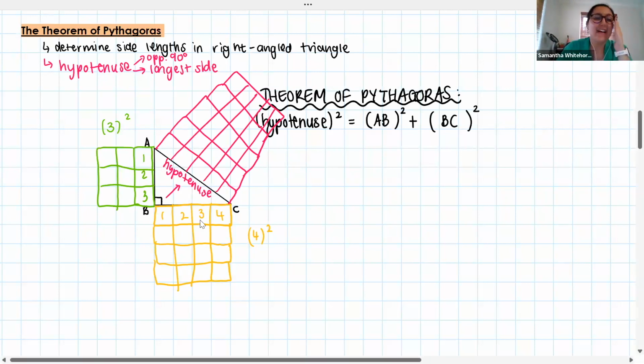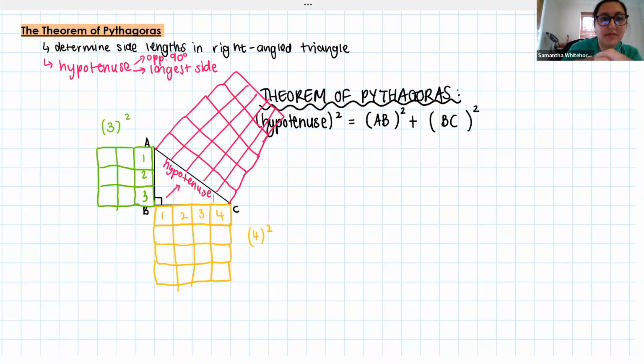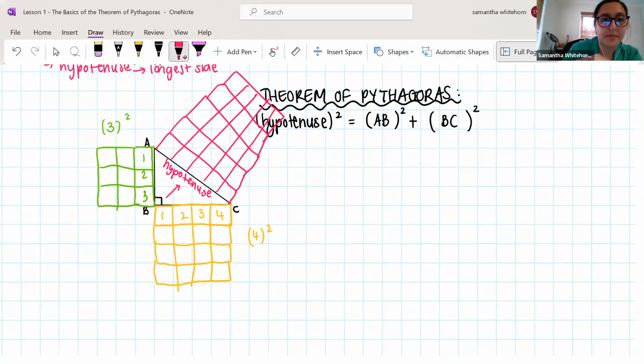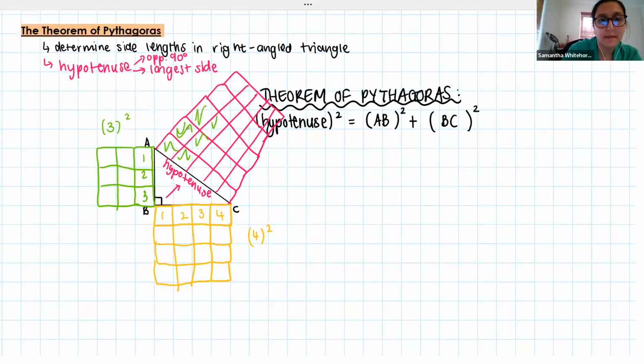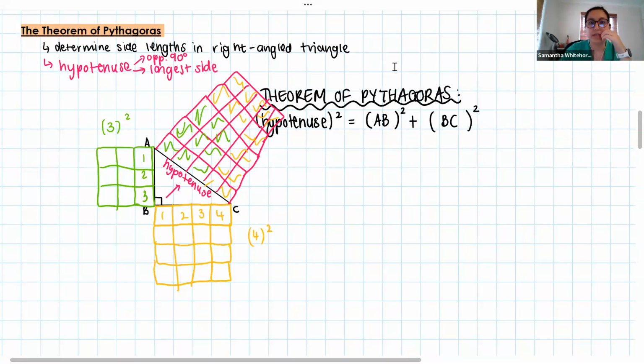Okay, so what we end up with is 25 blocks. 9 of them have come from my 3 squared. So here are my 9 blocks from 3 squared. And the other 16 are from my 4 squared. And this is basically what Pythagoras is. The hypotenuse squared is equal to the sum of my 2 other sides squared. Shocking drawing, fully aware of that, but that is what Pythagoras says to me.